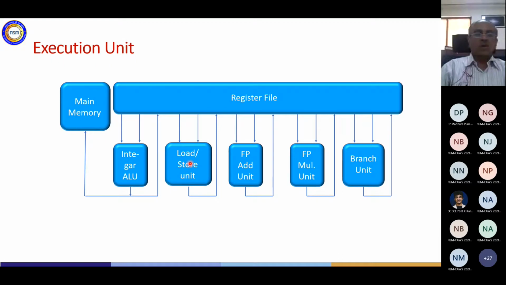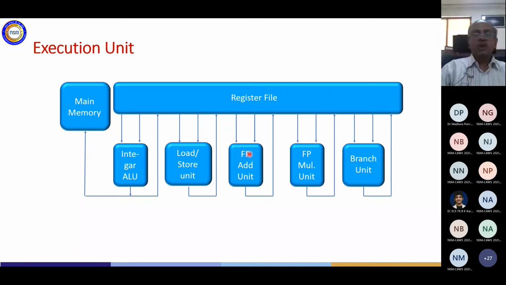So what does this load store unit do? It can fetch operands. It can store operands. What can the FP add unit do? It can add floating point numbers. What can this do? It can multiply two numbers. What can this process? Branch. In the morning you saw how branches are processed. All right. So these are the functional units and there may be not just one of these.